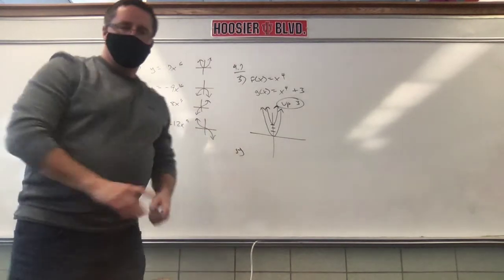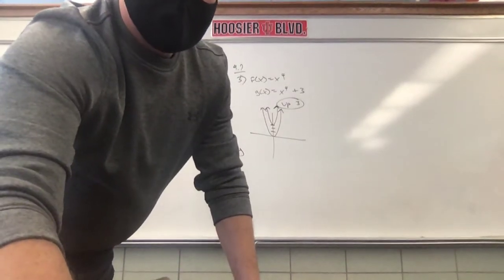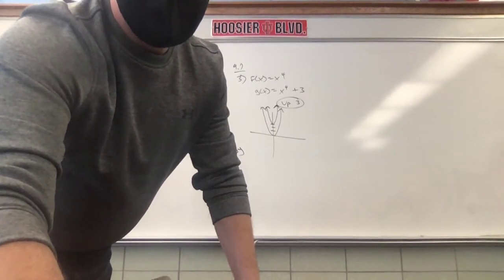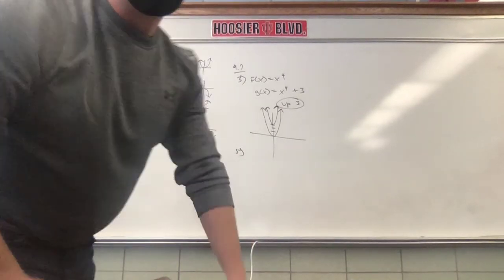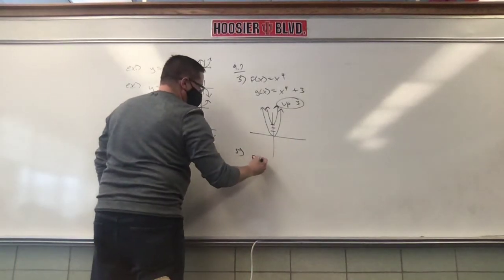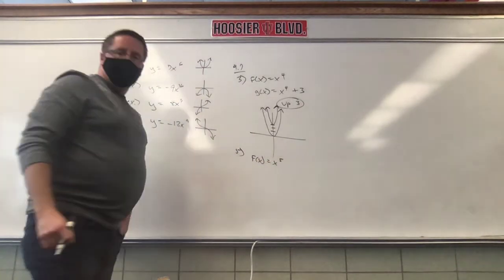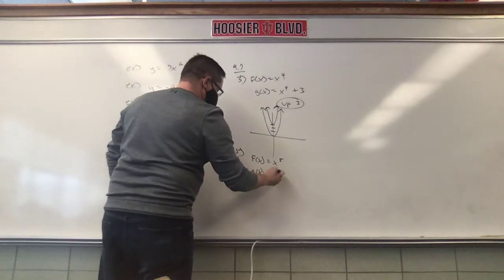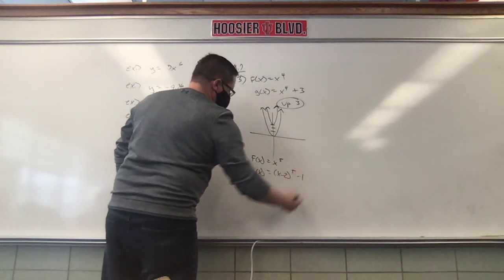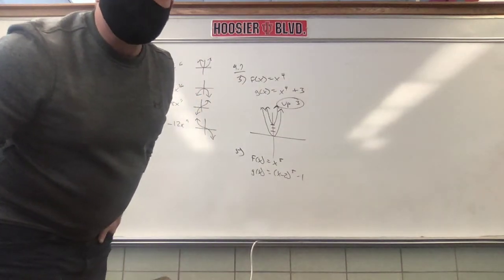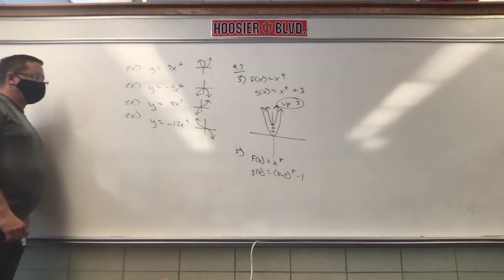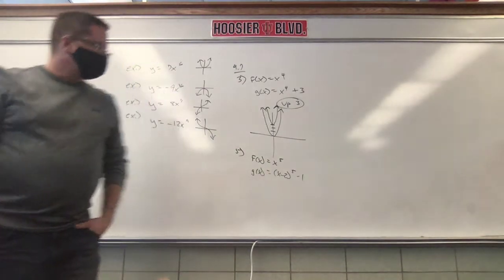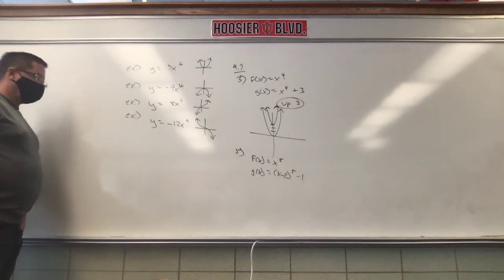Number 5. In this one, f of x is x to the 5th, and then they give us minus 2 and minus 1. So they give f of x is x to the 5th, and g of x is x minus 2 to the 5th, take away 1. They ask us to describe it, and then graph it.